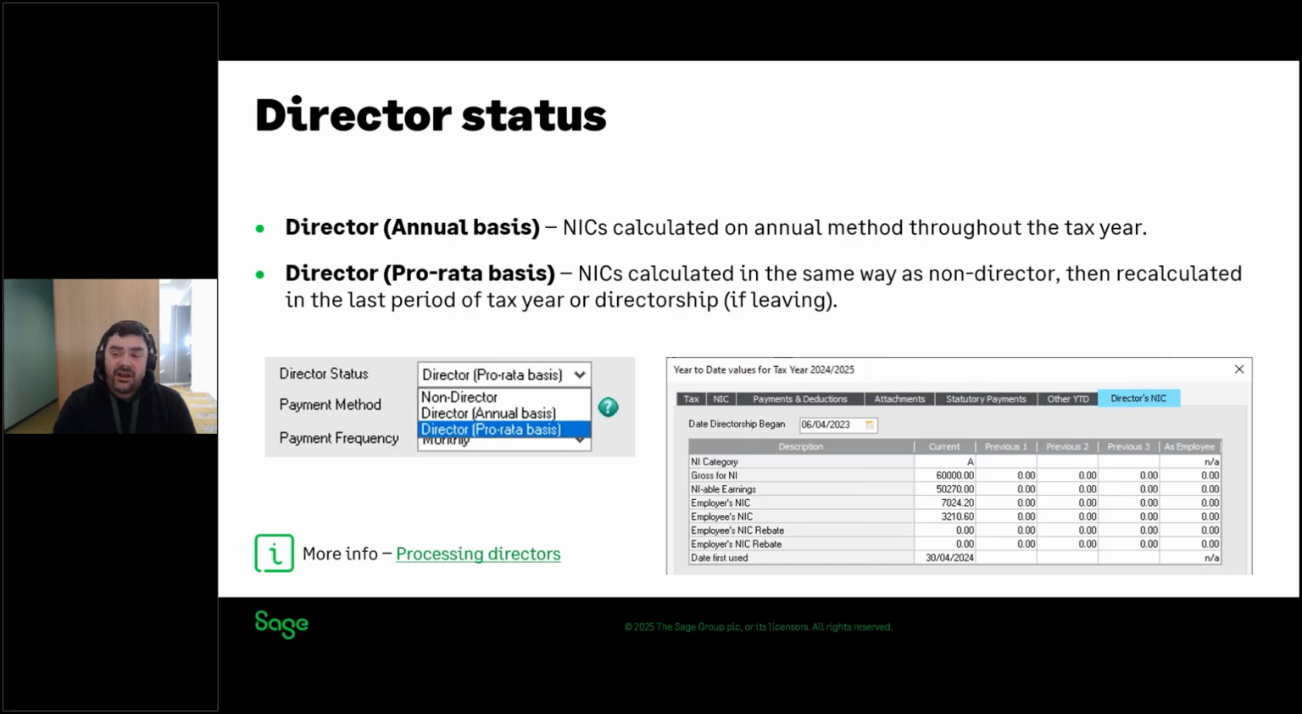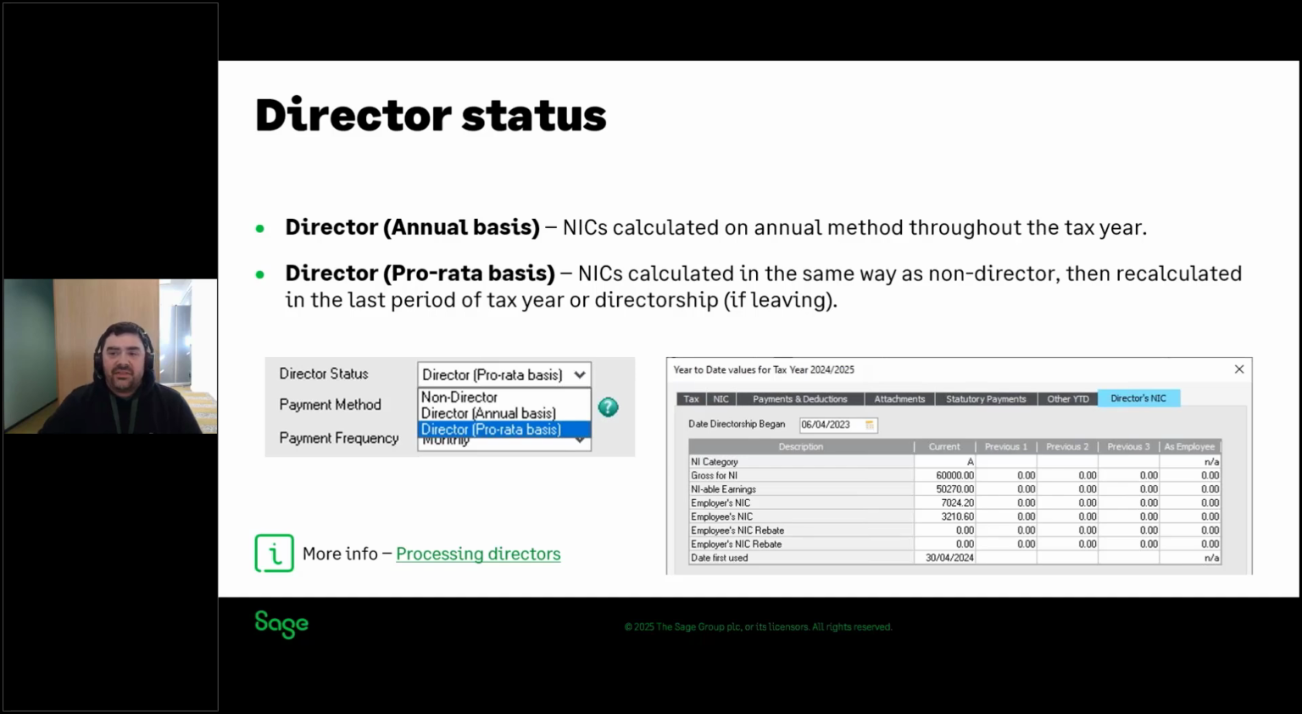So I'm going to show you where you can choose the director status, and really it is your choice which way you're going to process your directors. But what I would say is that the pro rata basis is more suited to a situation where the pay doesn't vary throughout the year, as it allows your employee to effectively spread the cost of their national insurance more evenly throughout the year. And as you'll see as we go into some of the demos later on, if there have been variances in the pay, it can throw up some maybe unexpected results when you get your recalculation at the end of the year.